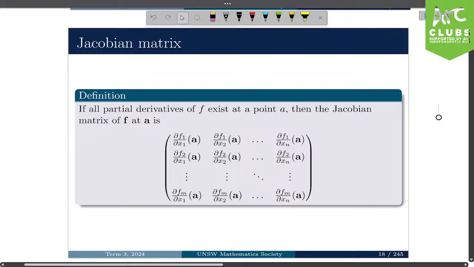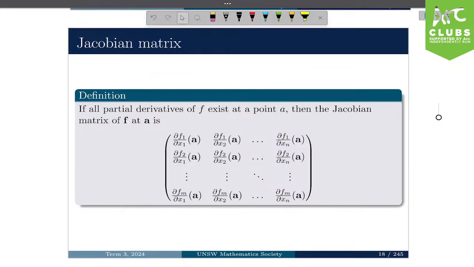Okay, and now for a Jacobian matrix. If all partial derivatives of f exist at a point A, then the Jacobian matrix of f at A is given by the matrix shown below. So basically, each row corresponds to the value of f you're computing, and each of the columns corresponds to a different variable you're differentiating with respect to.